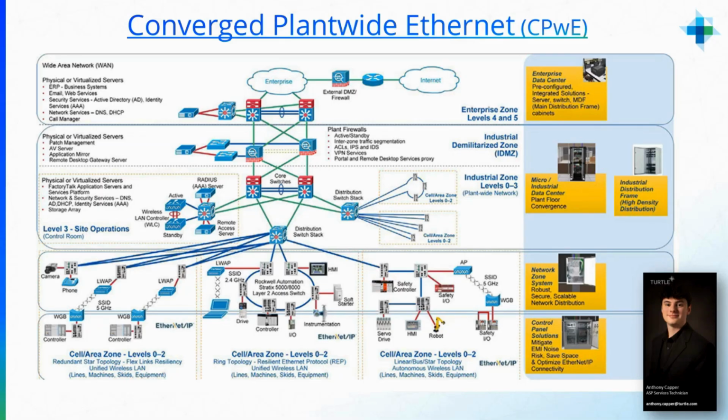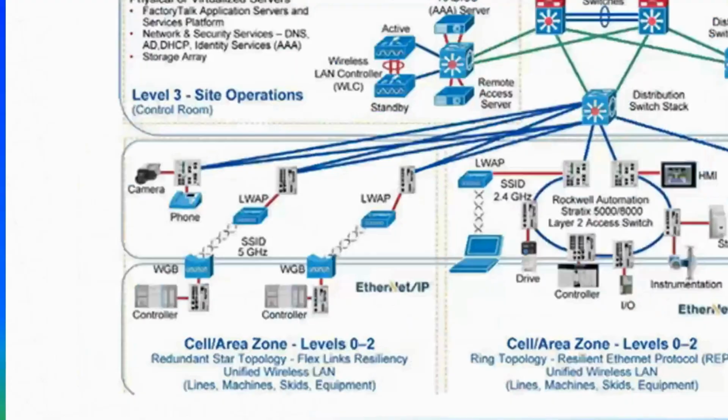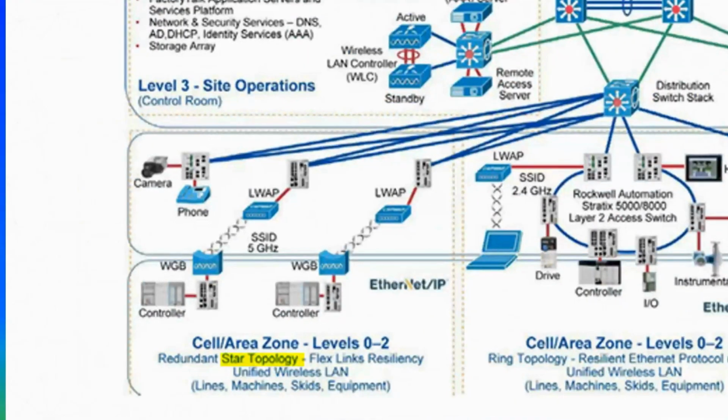We can see the very bottom of the screen, we have levels 0 to 2, which is our silent zone area. Then we have our industrial zone, which is more in the middle, levels 0 to 3. Above that, we have our IDMZ zone. And on the very top, we have enterprise zone, levels 4 and 5, which would be typically IT. So now we're going to jump into what we can see during an industrial assessment, which would be levels 0 to 2. So in the bottom corner, we have 3 different topologies.